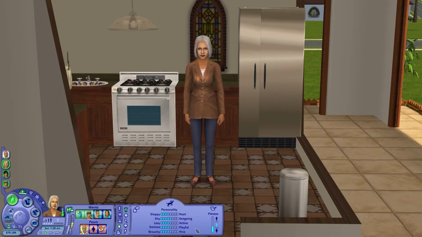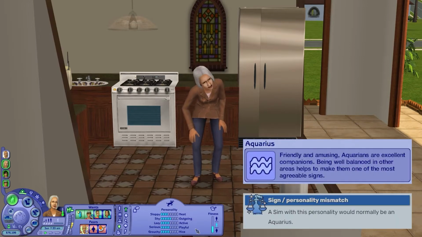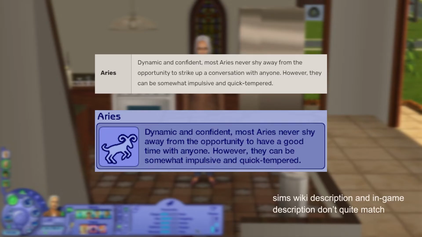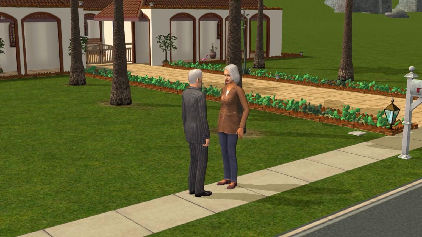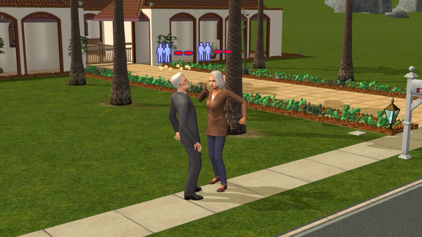Her personality is very balanced, but it's worth noting that she was assigned the astrological sign Aries, even though she doesn't technically have the personality of one. Aries people are described as dynamic and confident. Most Aries never shy away from the opportunity to strike up a conversation with anyone. However, they can be somewhat impulsive and quick-tempered. If she's indeed impulsive and quick-tempered, it's very possible that she killed Cordelia and Caliban in a fit of rage.